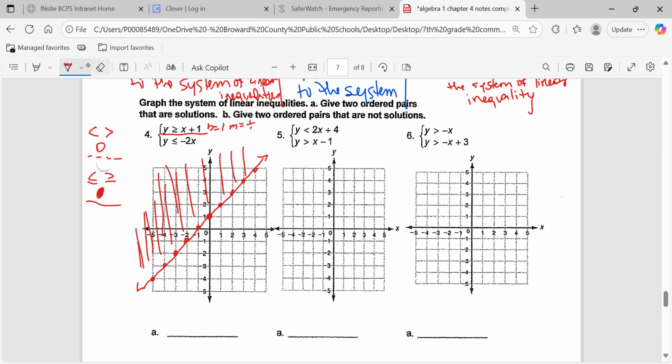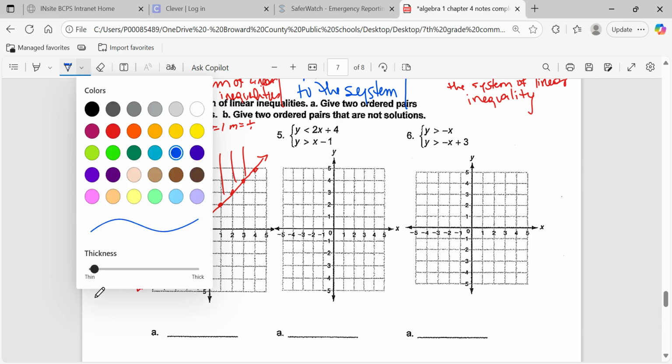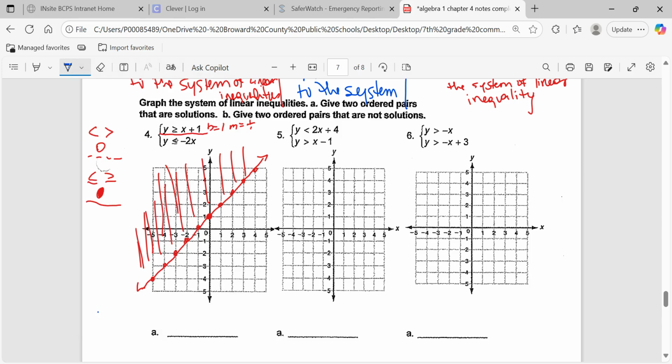Let's do the second equation. I'll do that one in blue. So I know that y is less than or equal to negative 2x. I know that the y-intercept is 0. Again, y equals mx plus b. And my slope is negative 2 over 1. So I start at 0, 0. I'm going to go down 2 and right 1, down 2 and right 1. If I can't go down and right, I can go up 2 and left 1. Up 2 and left 1.